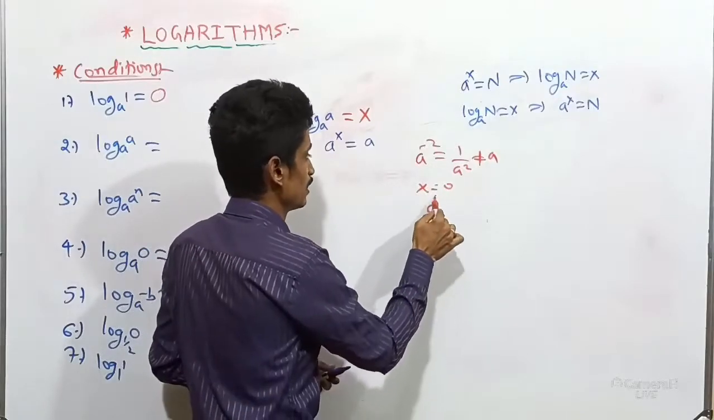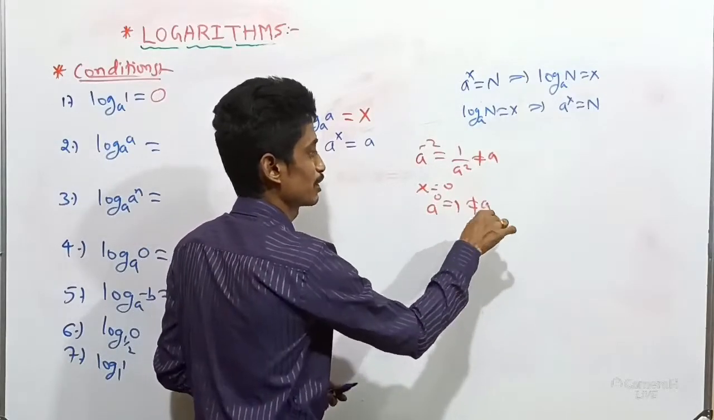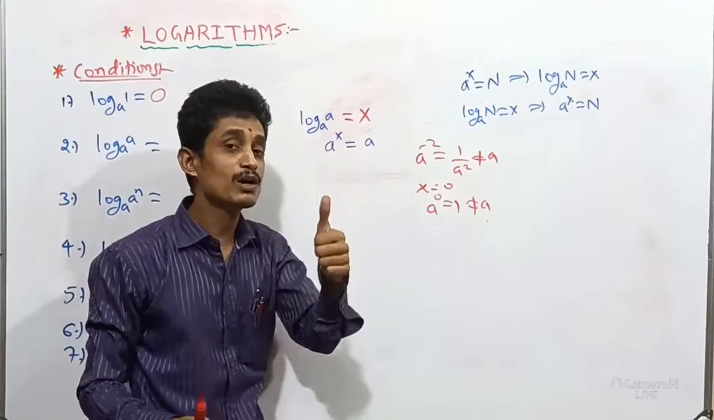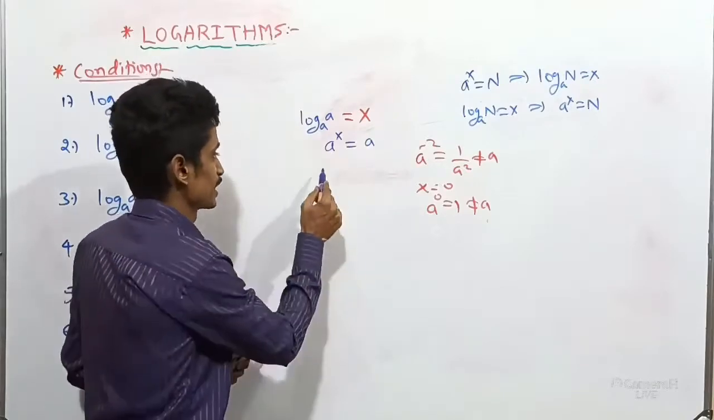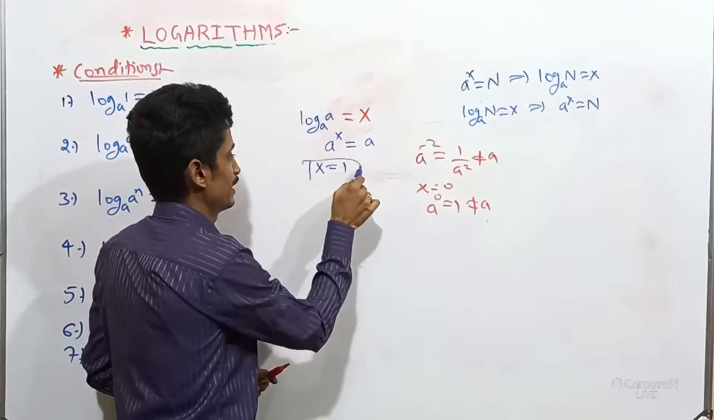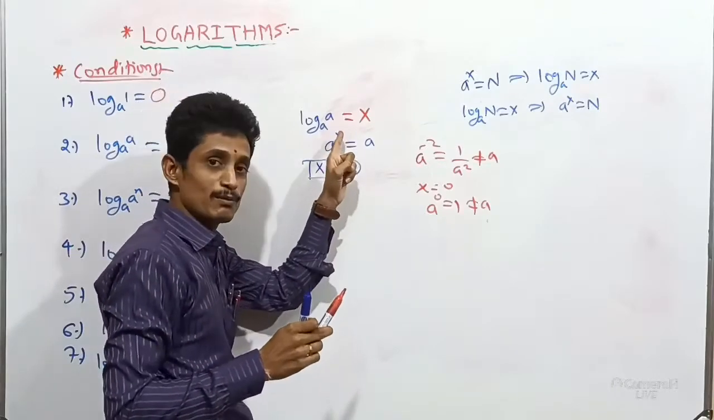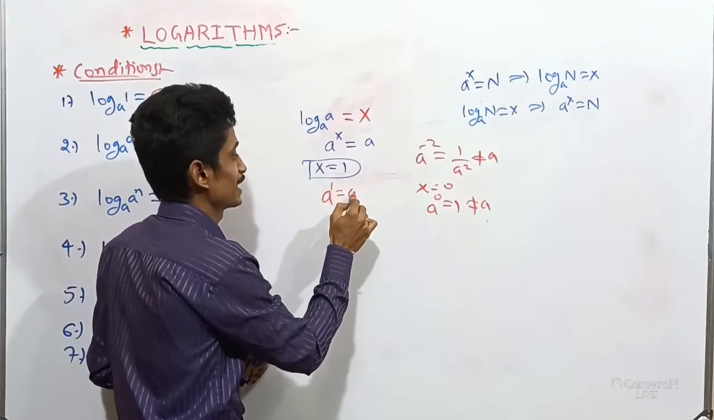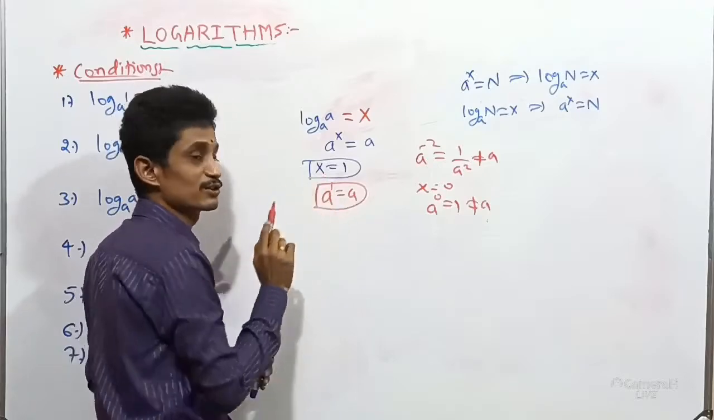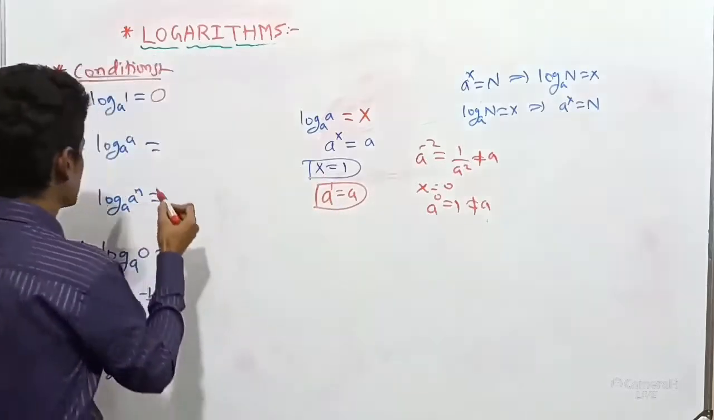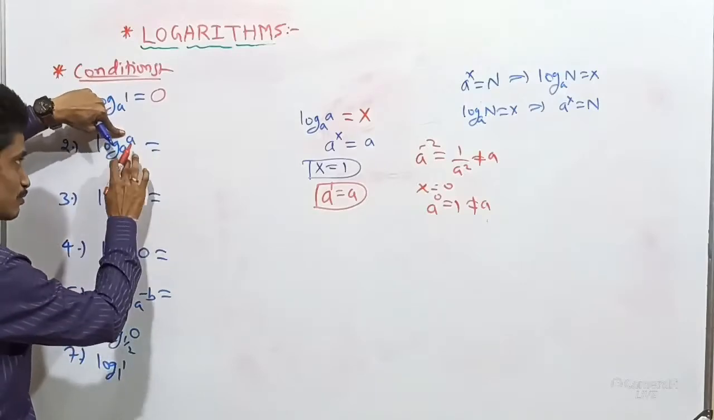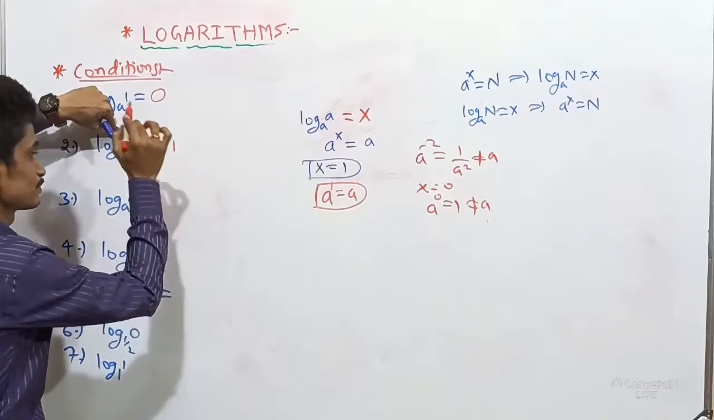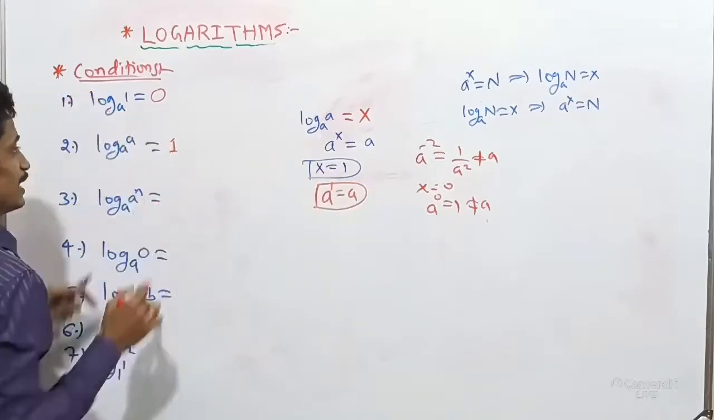Then what is your answer? A power 0 equals 1, but 1 is not equal to a. Then tell me, this statement should be true for what value of x? Sure, that is x equal to 1. When our x is 1, the power is 1, and the number is the same. Look, a power 1 is equal to a. Hence this statement is true for x equal to 1. So when the number as well as the base are the same, our answer is 1.